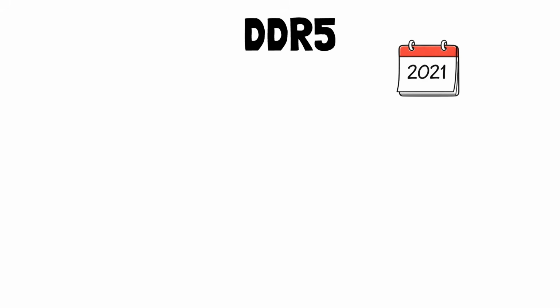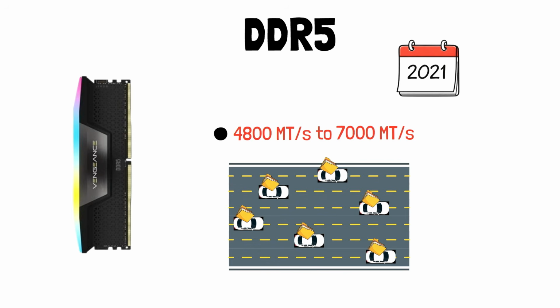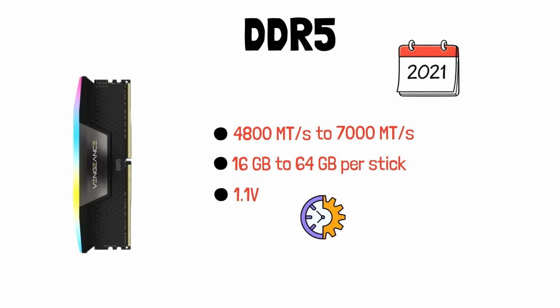DDR5, released around 2021, introduced major architectural changes. Speeds start at 4800 MT per second and can exceed 7000 MT per second, delivering significantly higher bandwidth. DDR5 also supports much larger capacities, with 16 to 64 GB per stick becoming common. Voltage drops again to around 1.1 volts, improving efficiency despite higher speeds.